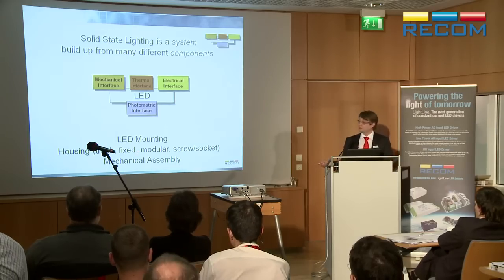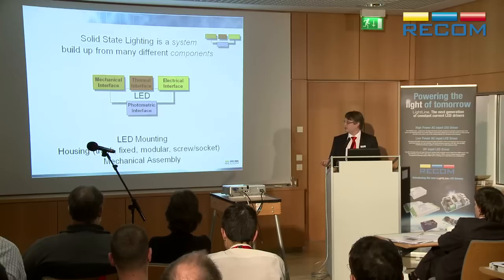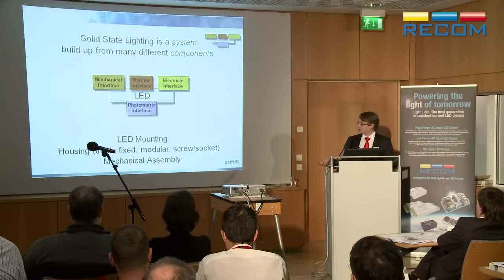How is it going to be mounted? Is it fixed on a track? Is it mounted on the ceiling? Is it some sort of screw and socket connection? And how is that going to affect your mechanical assembly? So you need to know and understand all of these parts before you can even begin to design your light.